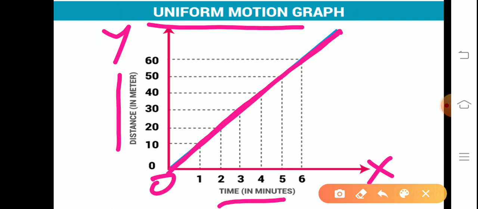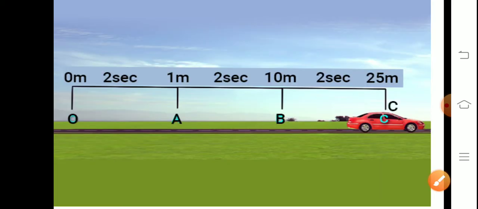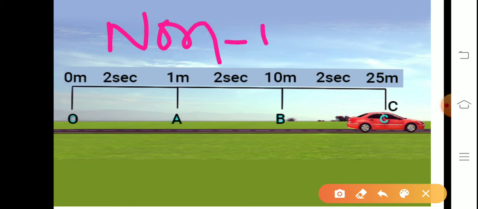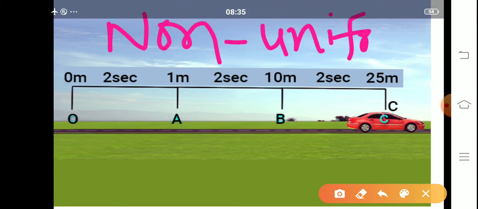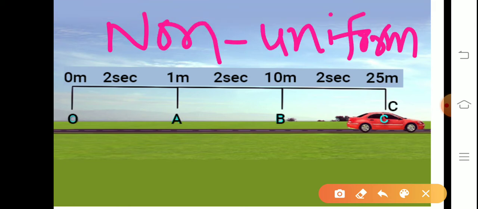Okay children, you can take more examples, like a fan in our room, right? And the motion of the earth also belongs to uniform motion, etc. And next one, non-uniform motion.